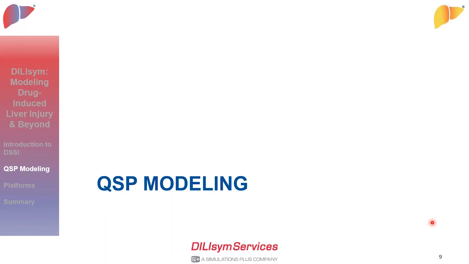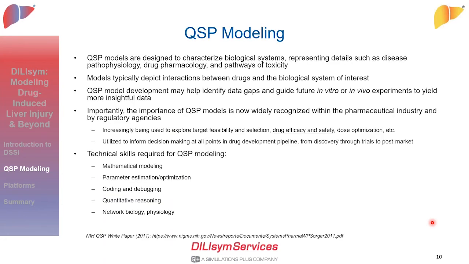In terms of the QSP modeling perspective, I think I've alluded to a lot of these, but QSP models are designed to characterize biological systems representing disease pathophysiology, drug pharmacology, and pathways of toxicity. So that's a canonical description of QSP models, or as close as you can get in the QSP world. And the key is that we want to represent different aspects of the physiology and then interactions between drugs and these biological systems. So we want to see how much drug, in the case of DILIsym, is getting into the liver, and then what it's doing to the liver, particularly if it's causing injury. And then this can identify data gaps and then potentially guide future experiments.